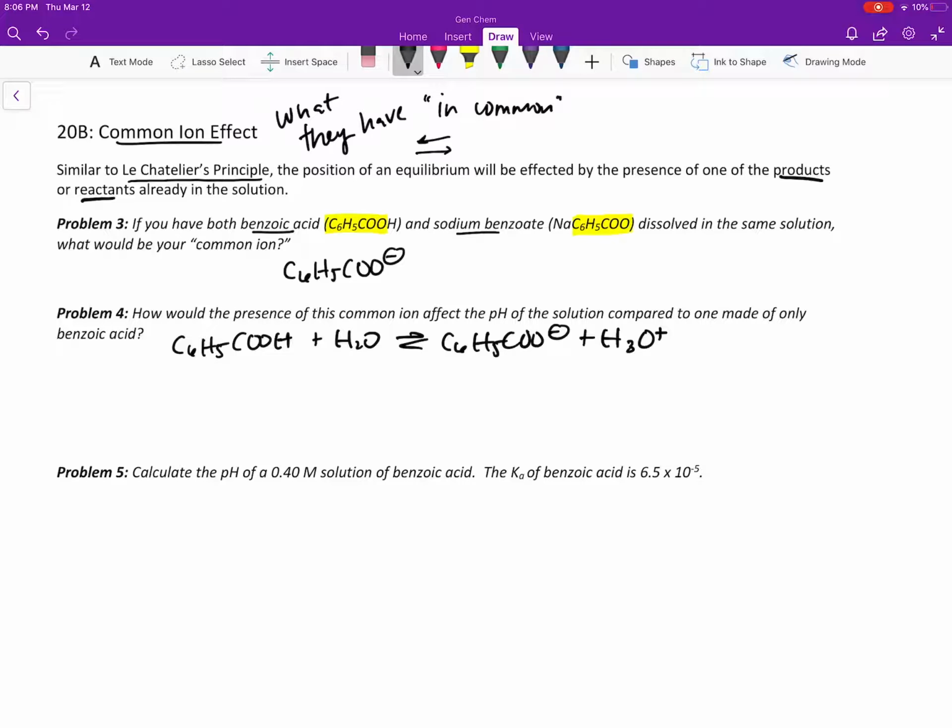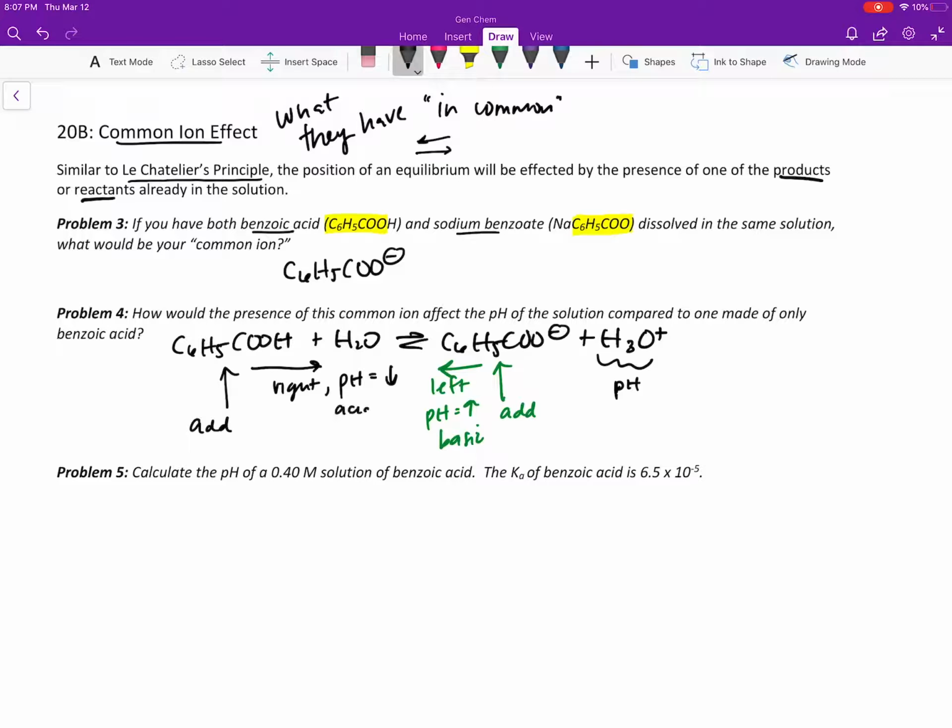In this case, this is the contributor to pH right here, right? And so if I add more benzoic acid, the reaction is going to shift to the right, meaning more H3O+, meaning the pH lowers, becomes more acidic. If I add more sodium benzoate, now the reaction is going to shift left. It's going to consume some of the H3O+, and the pH is going to go up. It's going to be more basic, right?